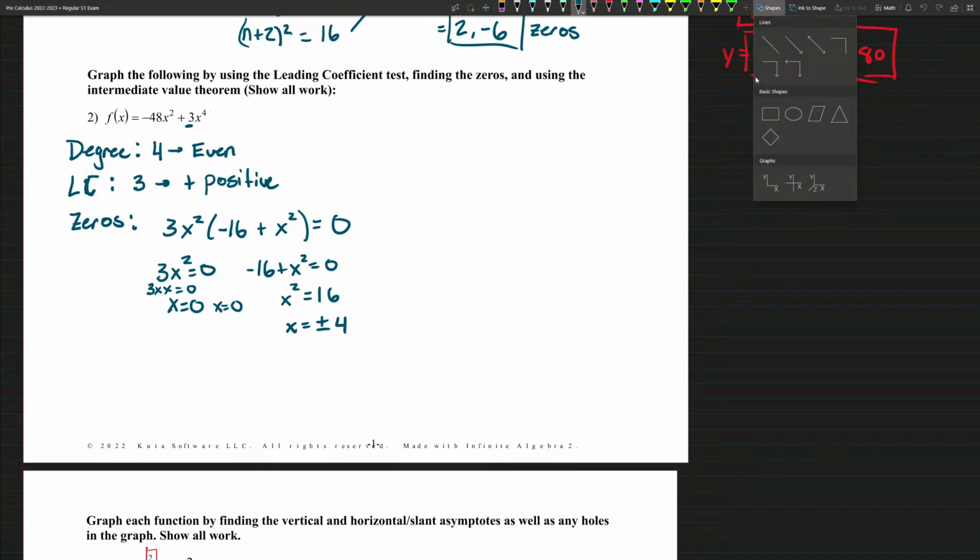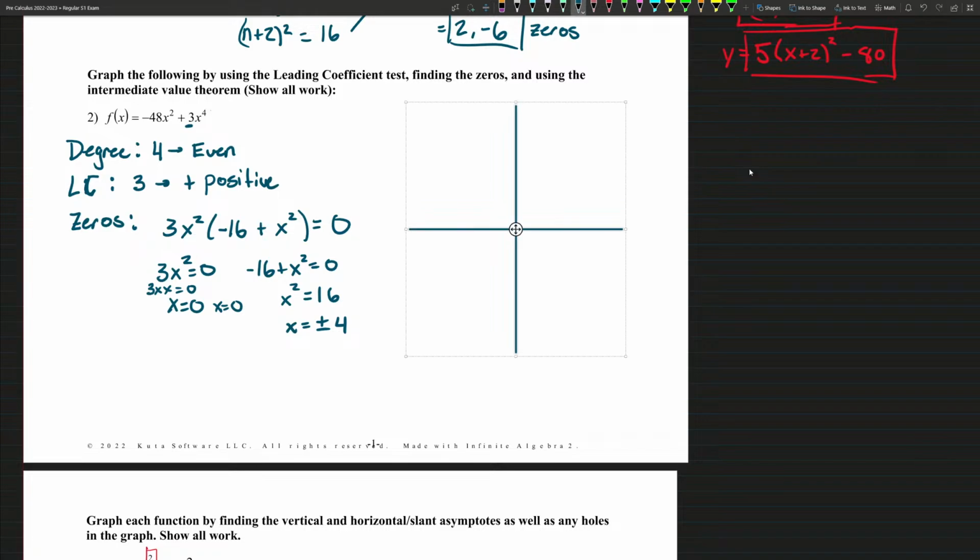So then we're going to graph it. So we've got x equals 0, x equals 4, and x equals negative 4. We know from our end behavior, even positive, that we're going to go up from the top left and up to the right.